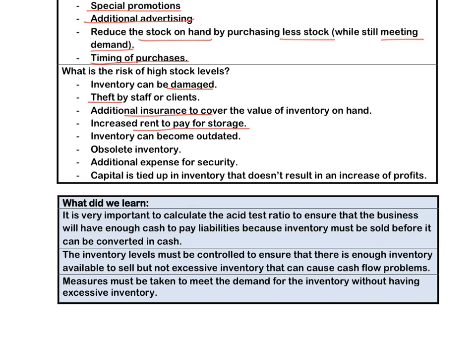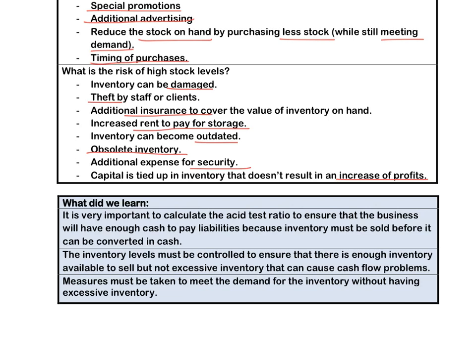Inventory can become outdated, so they're not in fashion anymore and people don't want to buy it. Obsolete inventory that is damaged. Additional expenses for security to protect your inventory. And your capital is tied up in inventory that doesn't result in an increase in the profits because you are not selling this inventory quickly enough. So it means that you are actually reducing your profits.